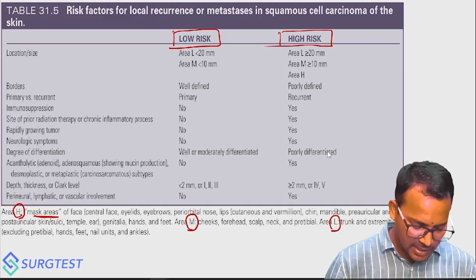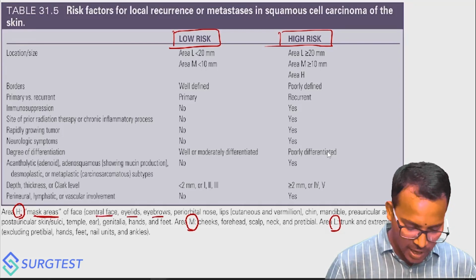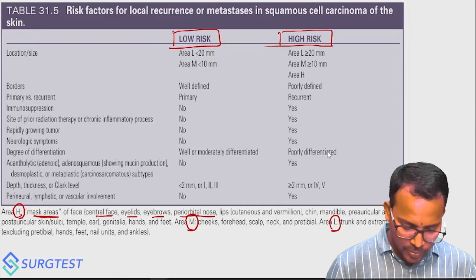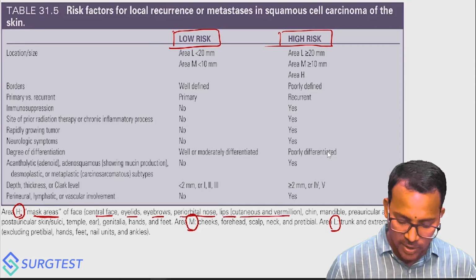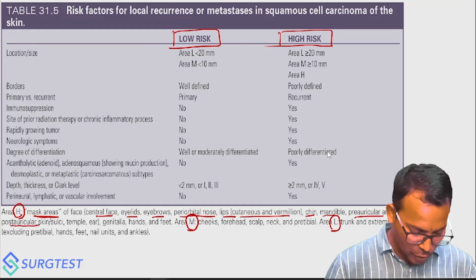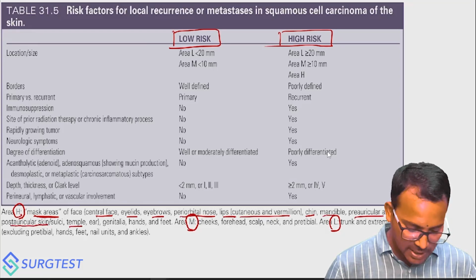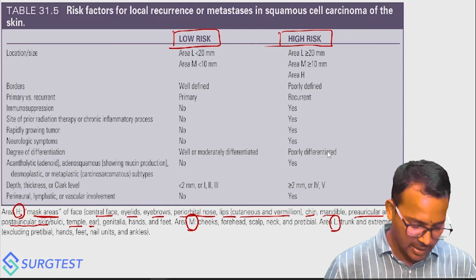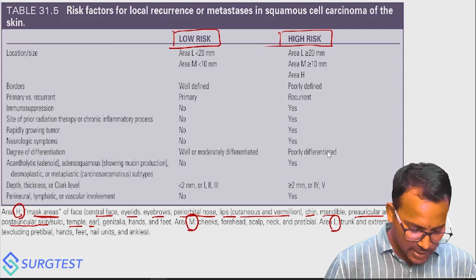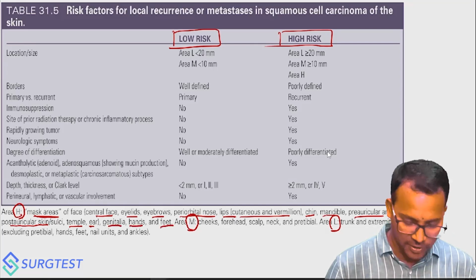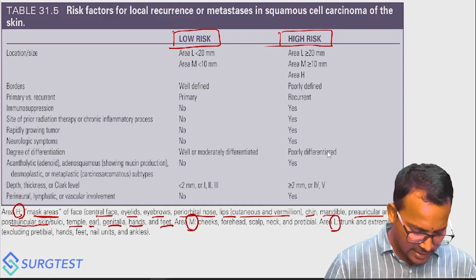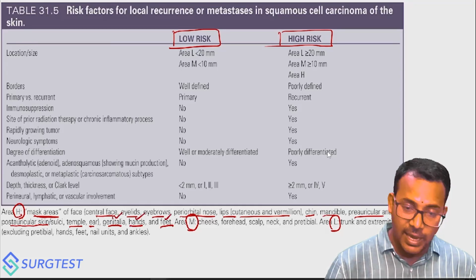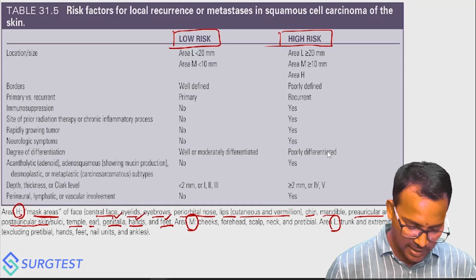That is the central face, your eyelid, your eyebrows, periorbital, nose, your lips, that is cutaneous and vermilion, your chin, mandible, preauricular and postauricular skin, your temples and your ear. These are mainly the mask areas of face which are considered a high risk area, along with your genital, hands and feet. So these are all the H areas or high risk areas.